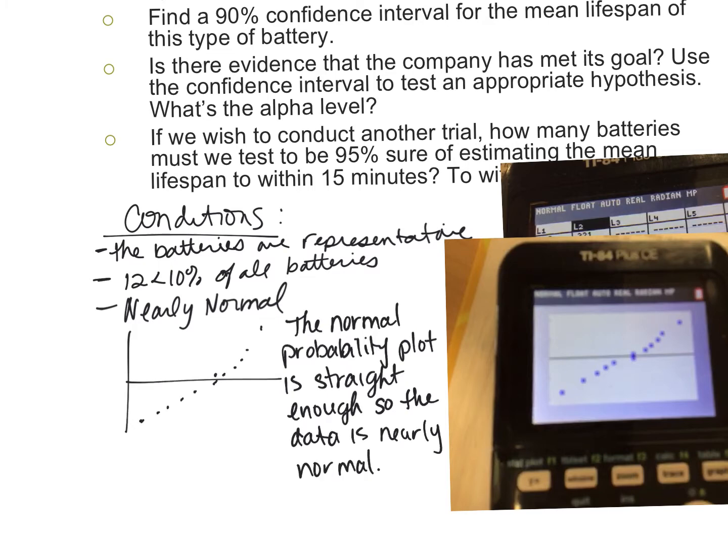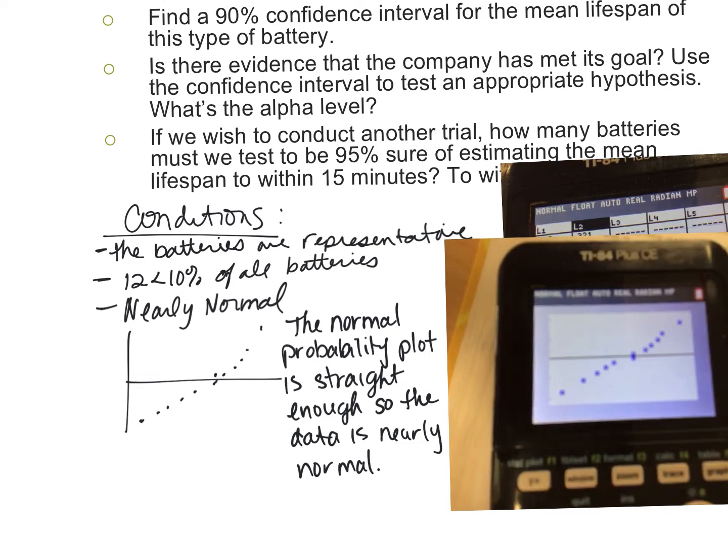Yes, you have to draw the graph. If you draw a histogram, you have to sketch the histogram. It doesn't have to be a perfectly accurate graph. It's a sketch, just to show what you saw in your calculator. Okay, now this normal probability plot allows us to use the t model for this test.